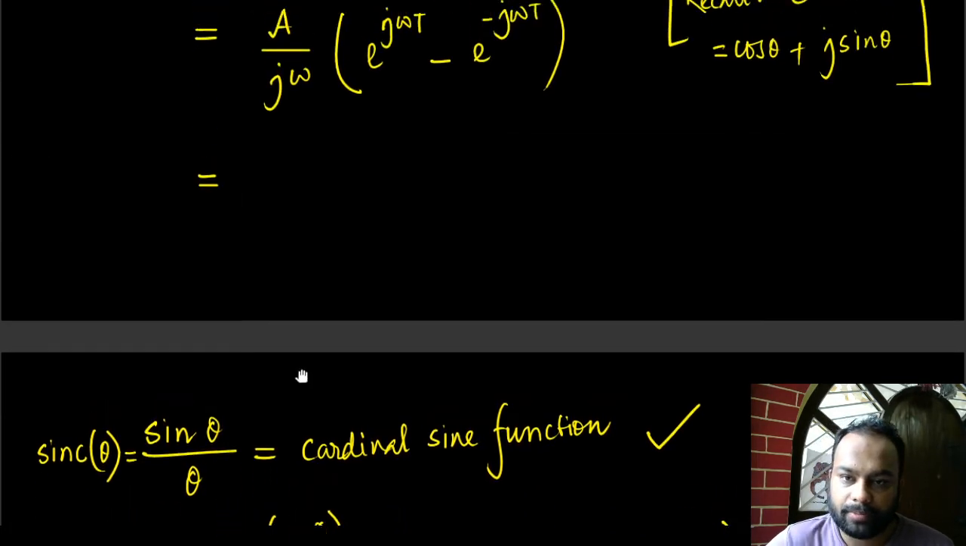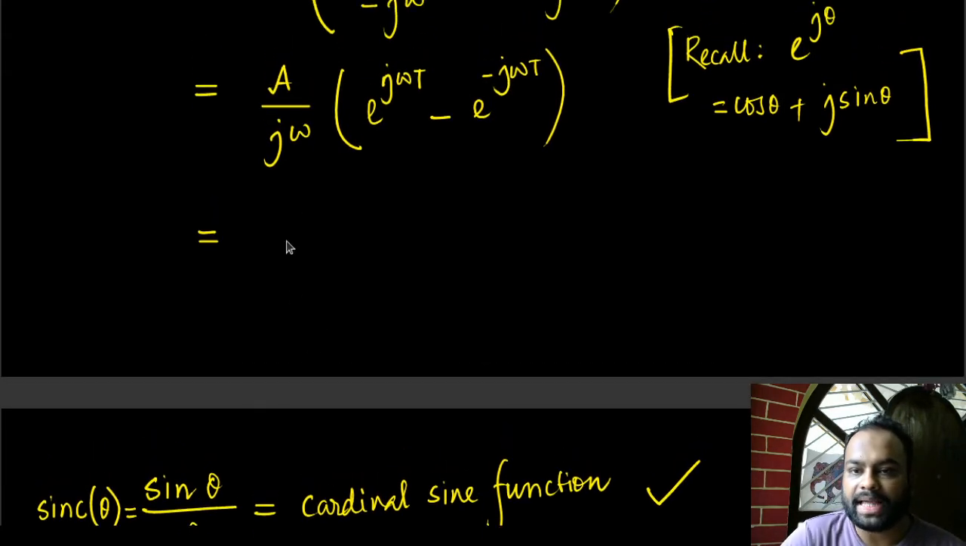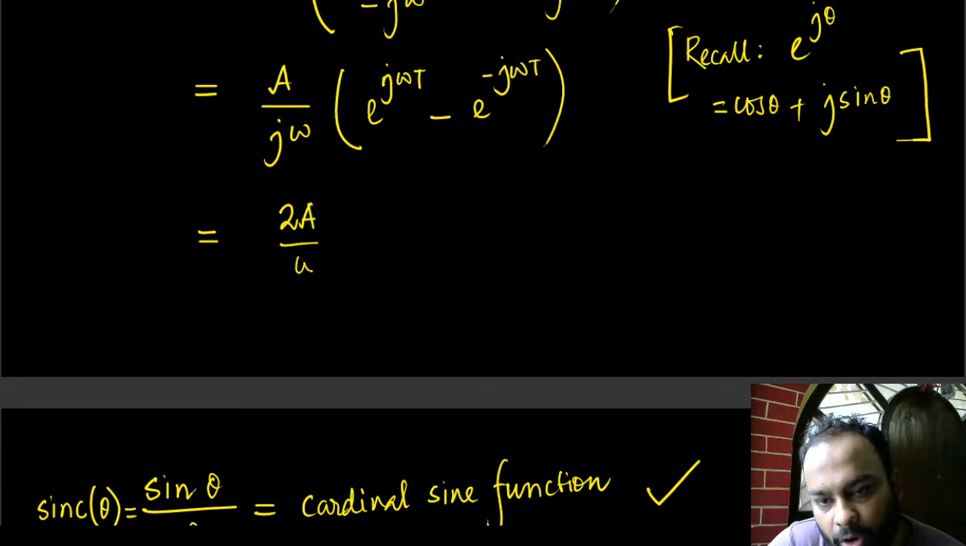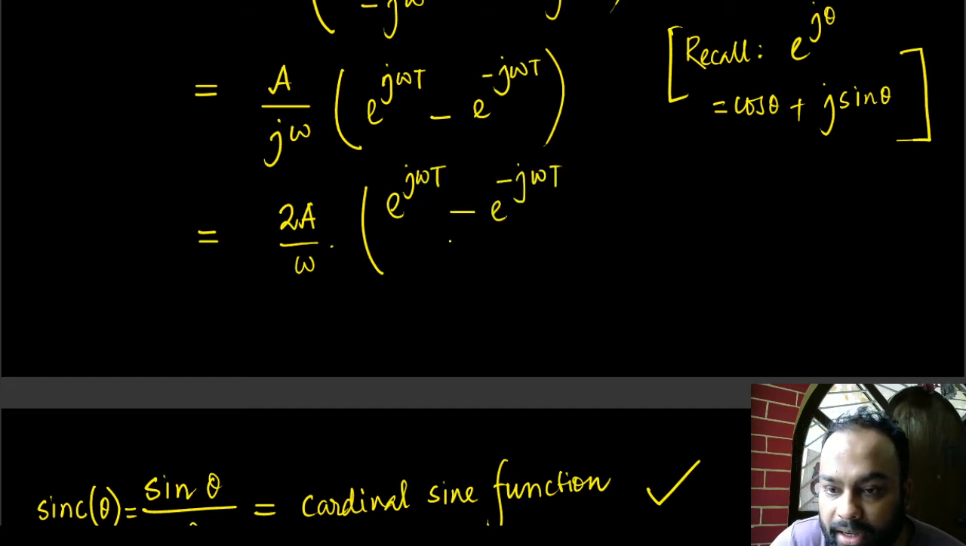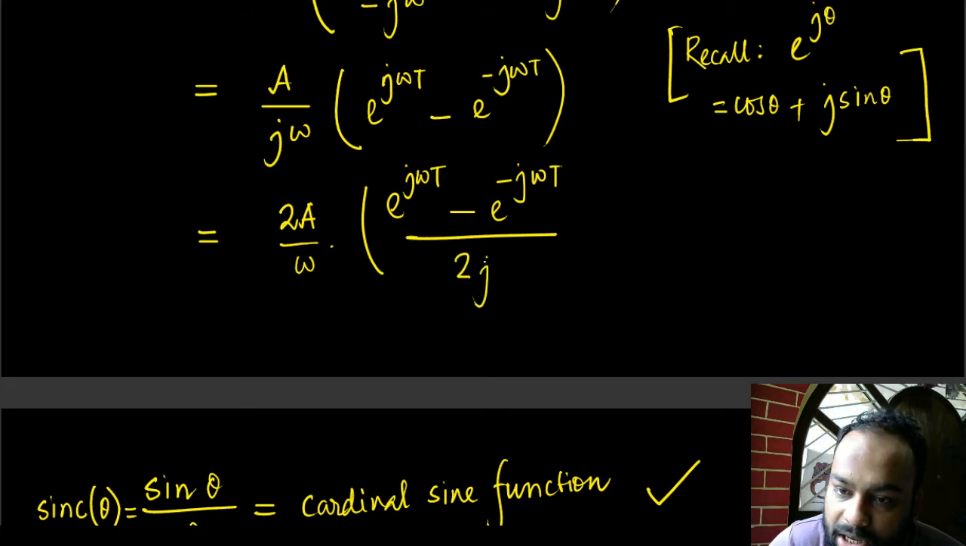All right, so let me simplify this slightly more. I can use this expression and write 2A by omega, and here I can write e to the power j omega T minus e to the power minus j omega T divided by 2j. Of course, I have taken care of these two and brought this back here.